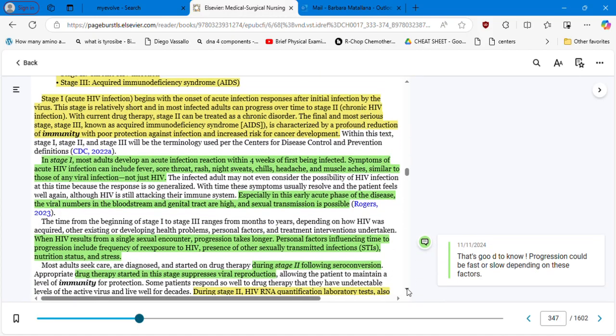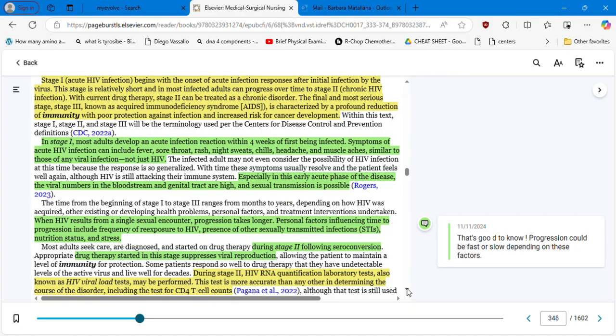So in stage 1, the reaction is going to appear within 4 weeks of first being infected, and you're going to have fever, sore throat, rash, night sweats, chills, headache, and muscle ache, similar to those of any viral infection. That's why sometimes this stage 1 is misdiagnosed, right? Especially in this early acute phase of the disease, the viral numbers in the bloodstream and genital tract are high, and sexual transmission is possible, right?